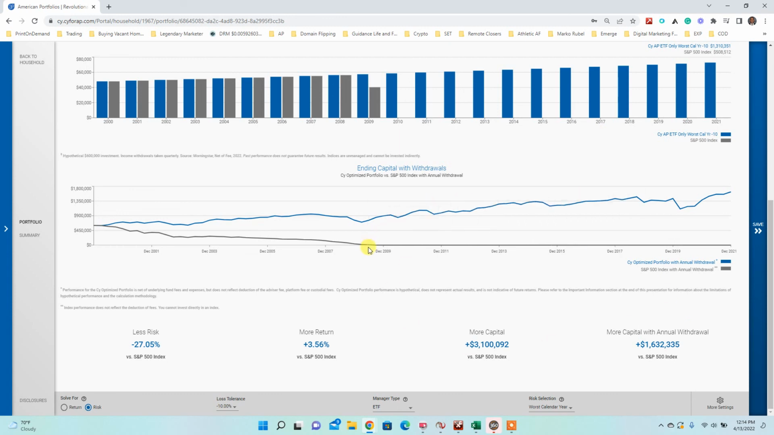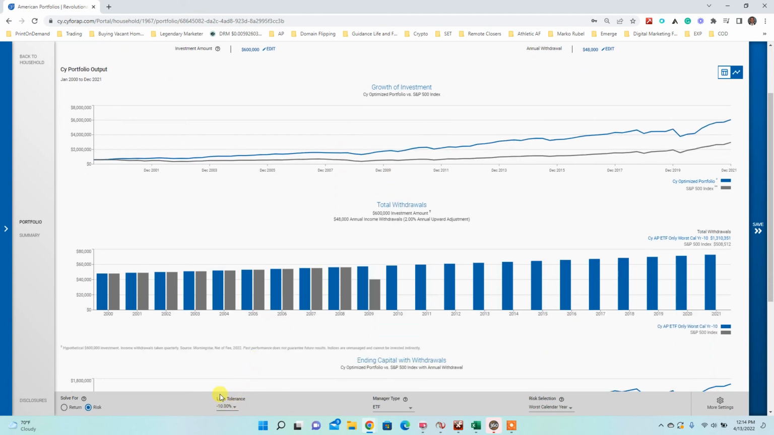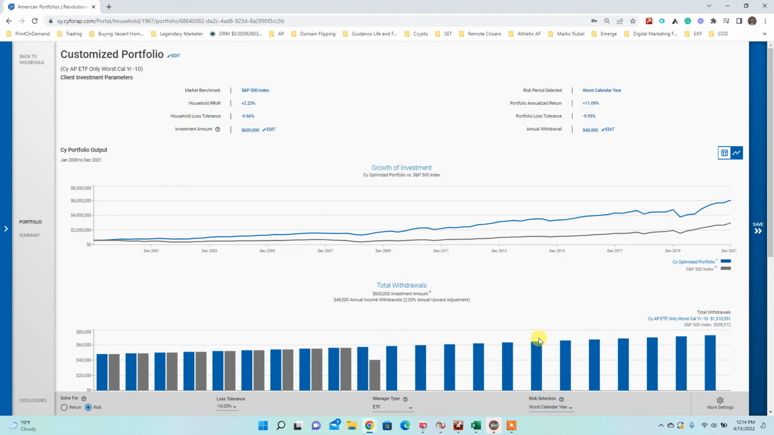Now, this analysis can be adjusted every year. Say your loss tolerance now is 5%, or you want to ramp it up and your loss tolerance is 20%. Or say you want to go after bigger returns, and you don't care about the loss because you have the time horizon to make it up. You can do that. So there's a lot of really dynamic things you can do with this software. I think it's really powerful.